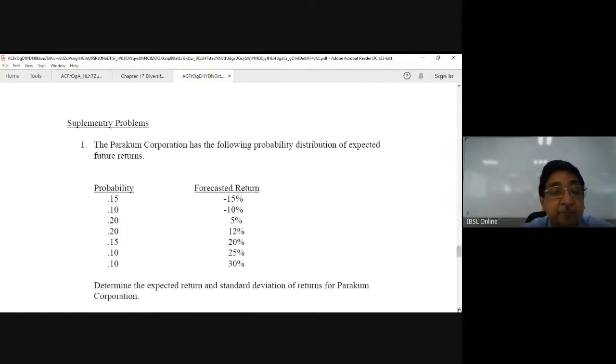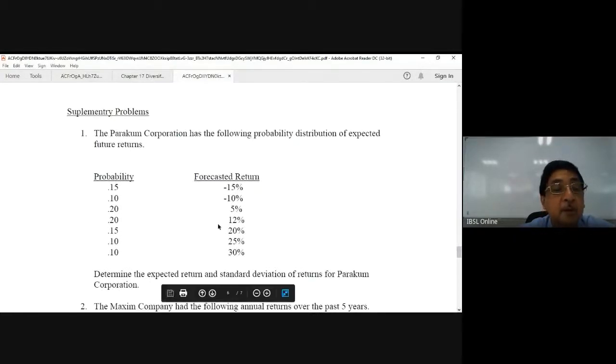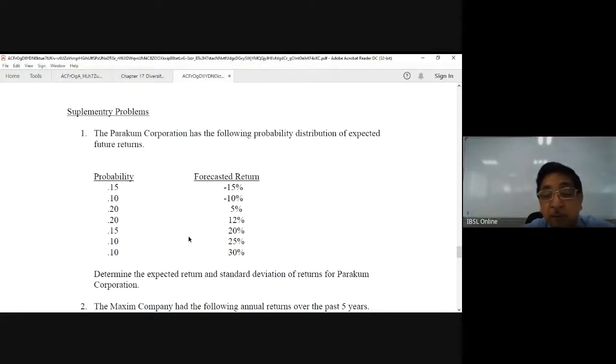So we will go to the questions at the end of the lesson. Now, these are all supplementary problems because if you work it out, then you get complete understanding about the subject. The Paracom Corporation, I don't know whether we did it last time. No, we didn't. So it is for you. You need to do this at home as self-study. The Paracom Corporation has the following probability distribution of expected future returns.